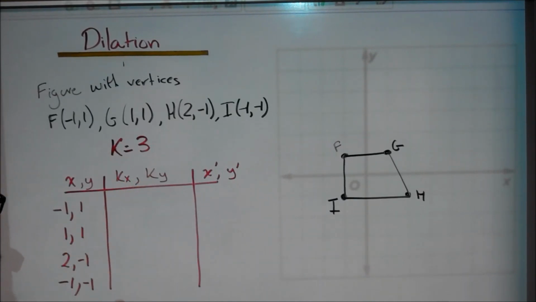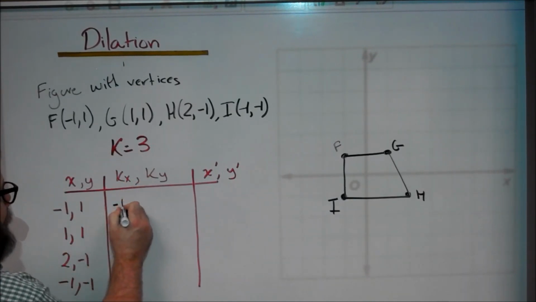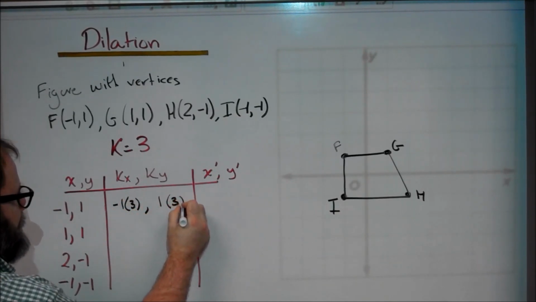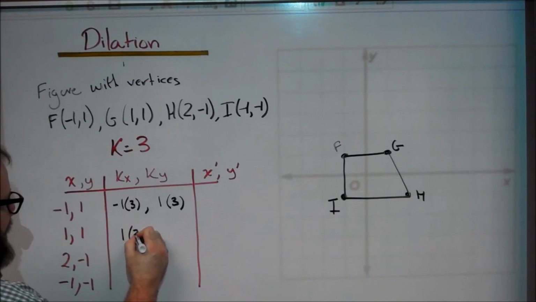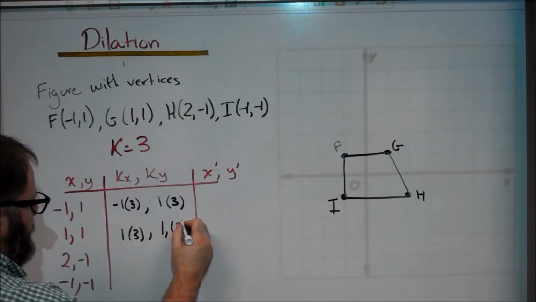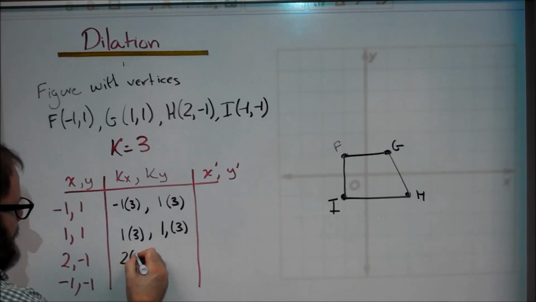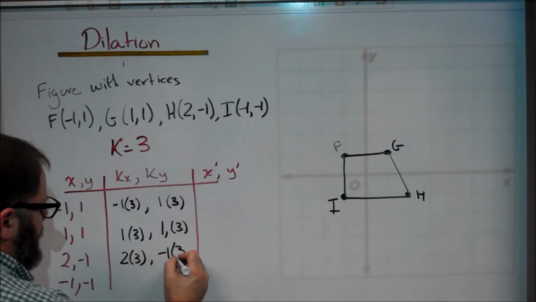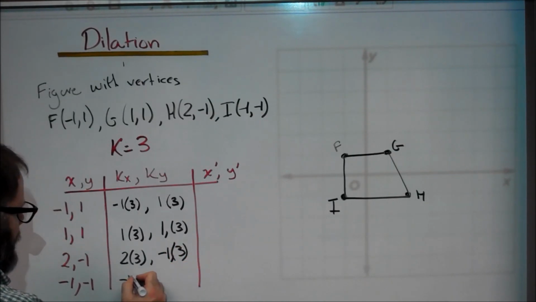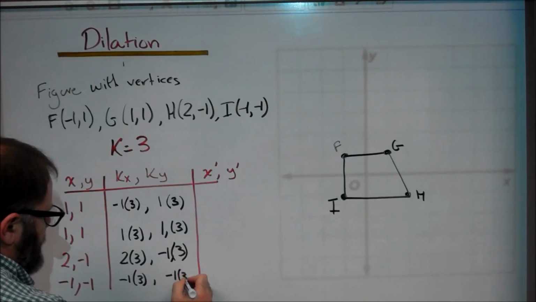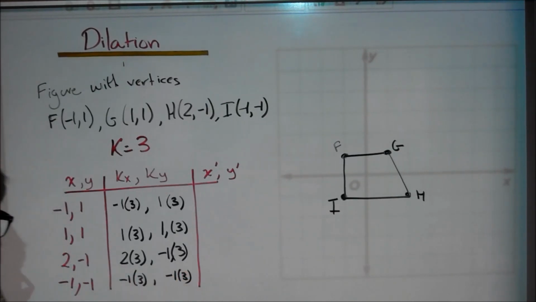So when I write this in, this is going to say -1 times 3 and 1 times 3. 1 times 3 and 1 times 3. 2 times 3, -1 times 3. And then -1 times 3 and -1 times 3. Then we just do the math.